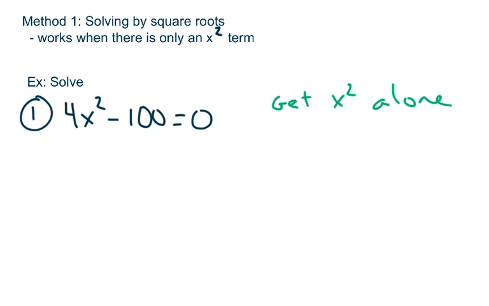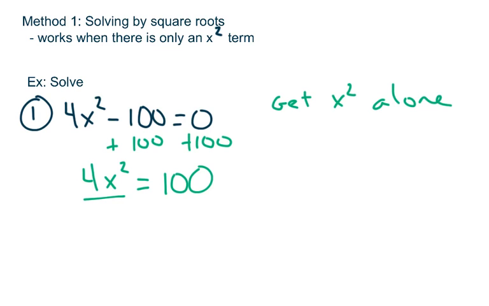So the first thing we need to do is get rid of the 100. We'll do that by adding. Our steps are going to be just the same as if it was linear, like 4x minus 100, but now it's 4x squared minus 100. So 4x squared is equal to 100. Then we'll divide both sides by 4. That leaves me with x squared equals 25.